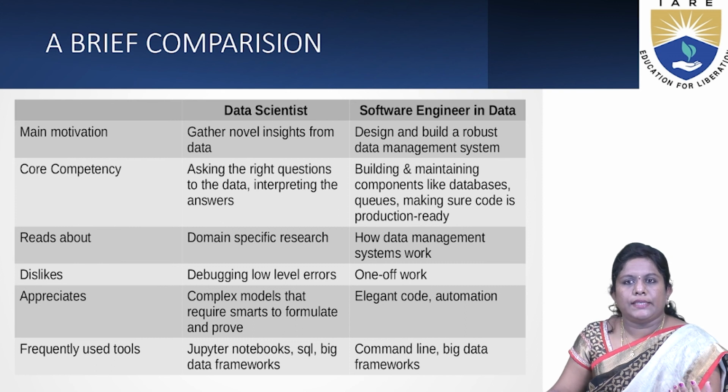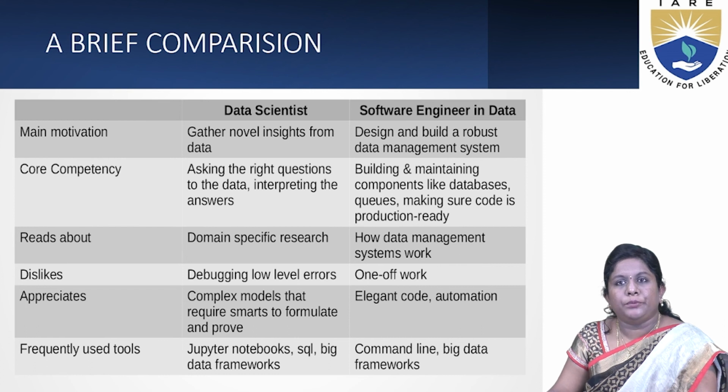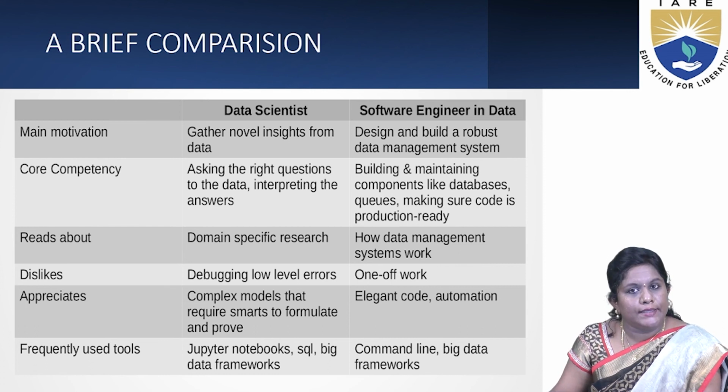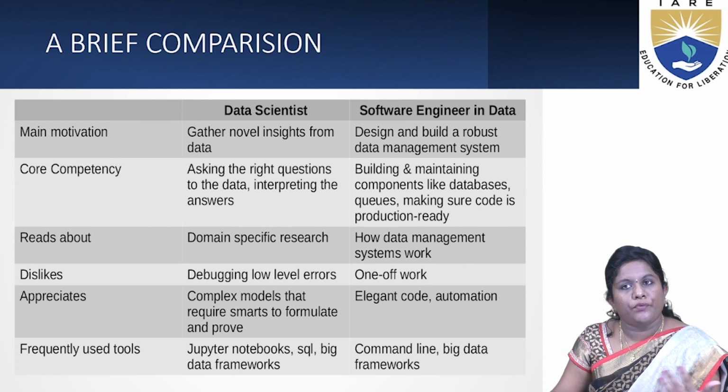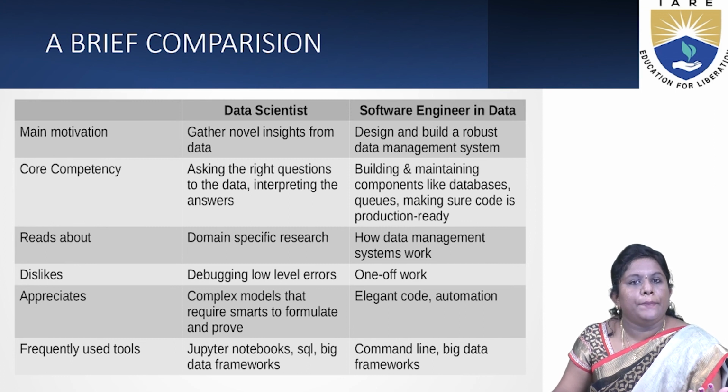Next, there are a few dislikes. Debugging low-level errors is something a data scientist does, and a software engineer in data does as well, meaning he tries to focus on each and every component discussed in the model. And what are the things you can appreciate for a data scientist and a software engineer? A data scientist focuses on complex models that require smarts to formulate and prove, meaning complex models are solved with the help of a data scientist. The positive of a software engineer is the automation and the elegant code they provide. And finally, the tools used in the relevant fields: for data scientists, Jupyter notebooks, SQL, and big data frameworks; for software engineering, in general the command line and big data frameworks.